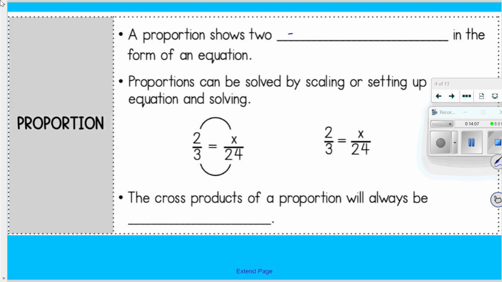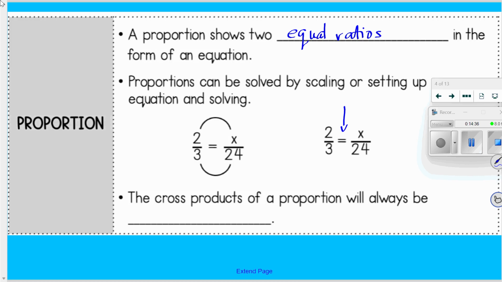Equal ratio. Equal. You said equal. Like I said, you're hitting all around it. So it's two equal ratios in the form of an equation. That's how you knew the equal part. Because what does an equation have? An equal sign. When I have the equal sign, that's telling me something, guys.